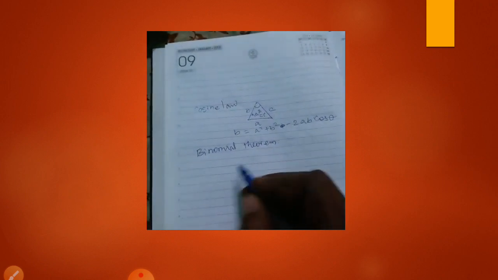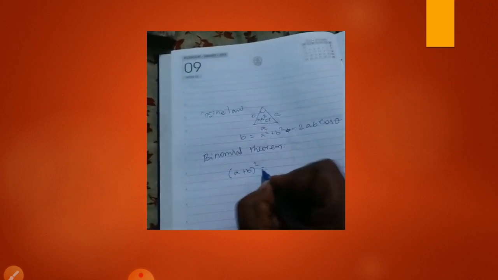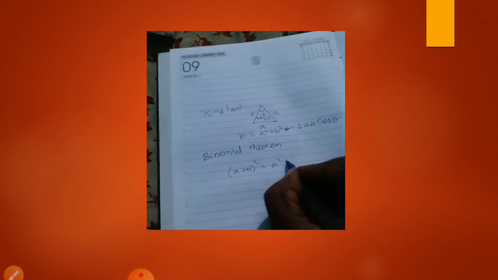The next one is the binomial theorem. We all know that A plus B the whole square is A square plus 2AB plus B square. Here the power of A plus B the whole square is 2. This 2 comes in A square and also B square. And look at the term AB: the power of A is 1 and the power of B is 1, so the total power is also 2.